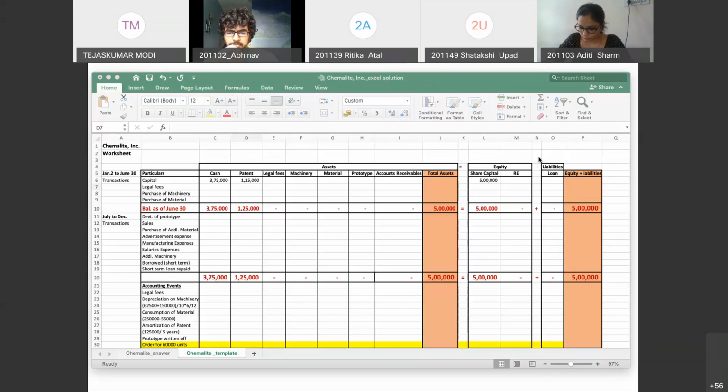Now, Abhinav may have a different model. Aditi may have a different model. The other Abhinav in the class, if there is one, may have a different model. Ritika Atal may have a different model. All of them may have a different model. So the value may come out different, but value is derived, as someone has mentioned.